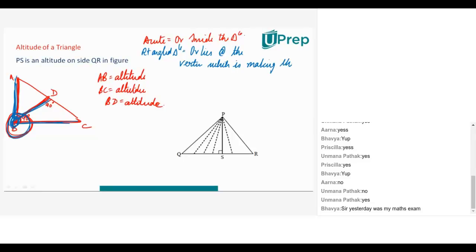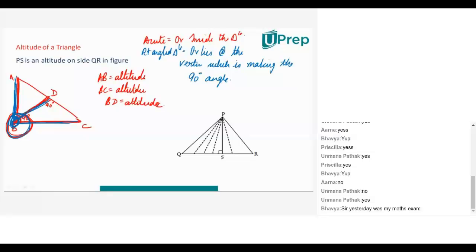Did you understand? Did I write some long 5-page proofs? No, I just drew and tried explaining it to you. Is it logical? Is it going into your head, guys? Yes, sir.